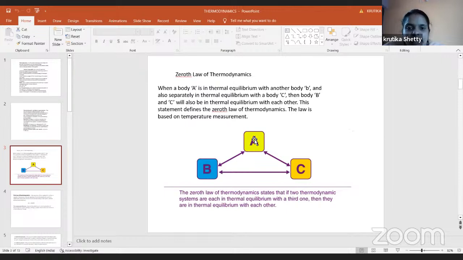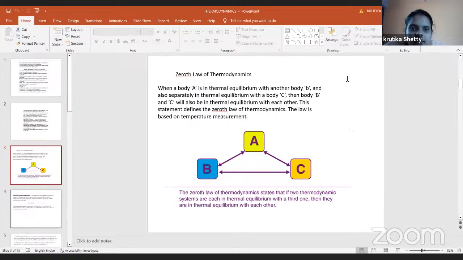So A is in thermal equilibrium with C, and A is in thermal equilibrium with B. Therefore, B and C will be in equilibrium with each other. This is the statement of the zeroth law of thermodynamics. The standard statement you can see below: the zeroth law of thermodynamics states that if two thermodynamic systems are each in thermal equilibrium with a third system, then they are in thermal equilibrium with each other.